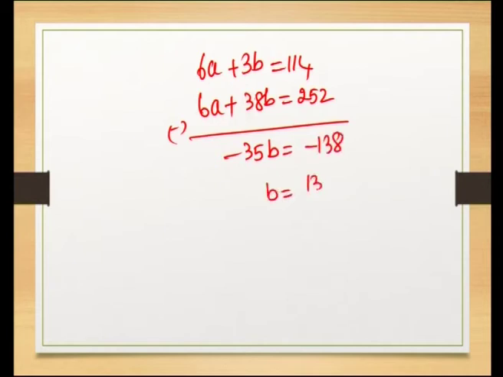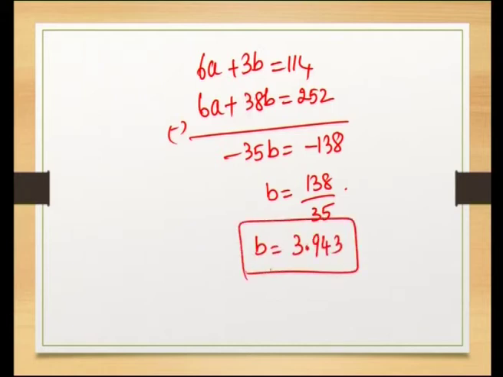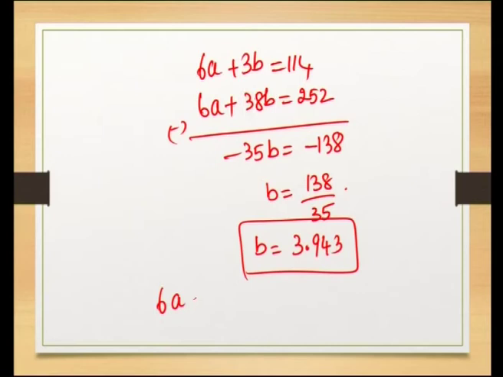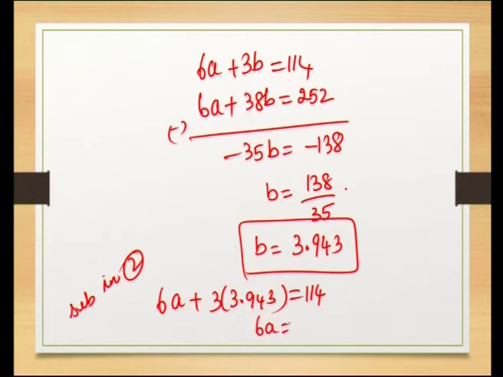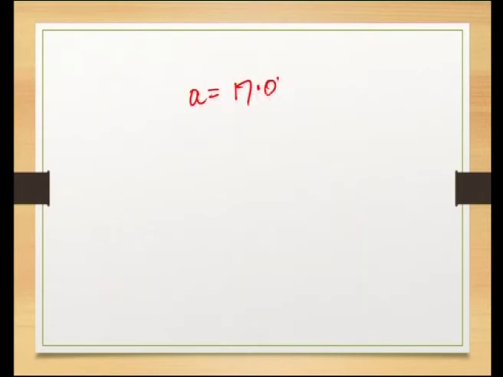So, b is equal to 138 by 35, and this value comes to be equal to 3.943. Now, substitute this b value in either the second or third equation. We get 6a plus 3 into 3.943 is equal to 114. I am substituting this in 2. We get 6a is equal to 102.171. So, a is equal to 17.029.